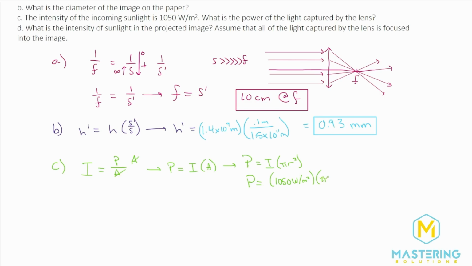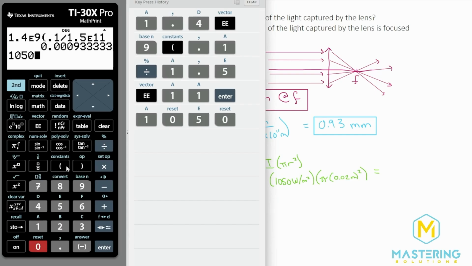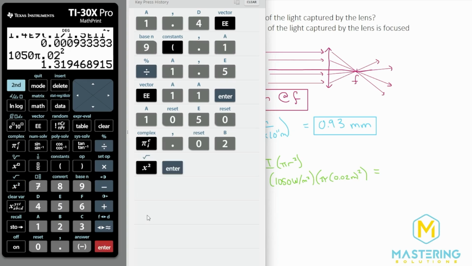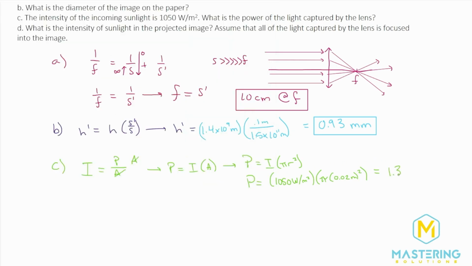And so we have pi, and then we had a diameter of the lens of 4 centimeters. And so we're going to divide that by 2. So we have 0.02 meters for the radius of the lens here. So that's going to be 1050 times pi times 0.02 squared. There we are. And so we have 1.32 watts. And now I'm going to keep the 1.32 for the next one. You could, for significant figures, put it as 1.3 if we were to round that. But that's the answer for part C.